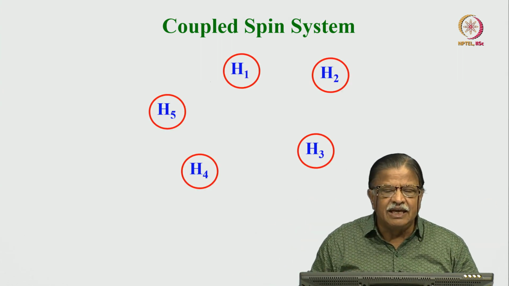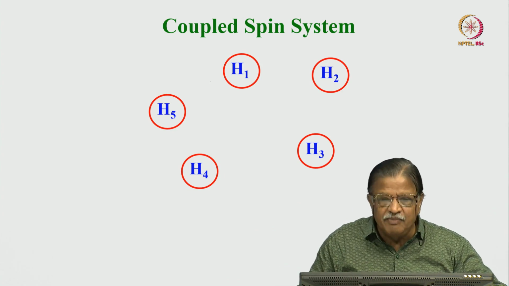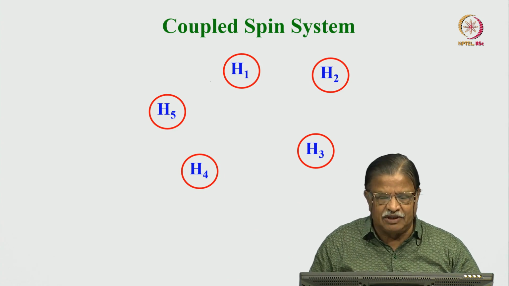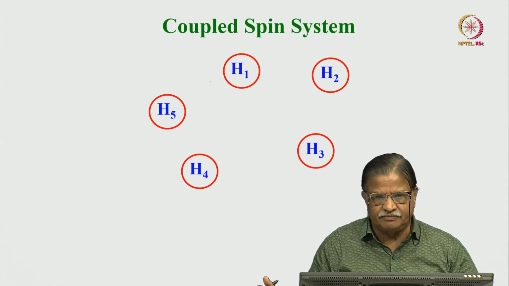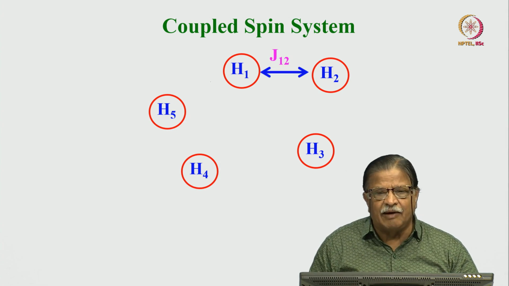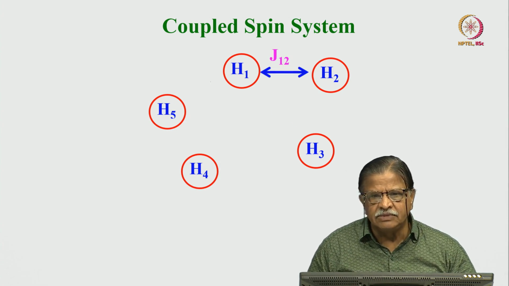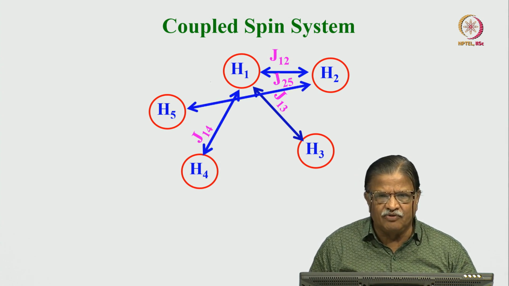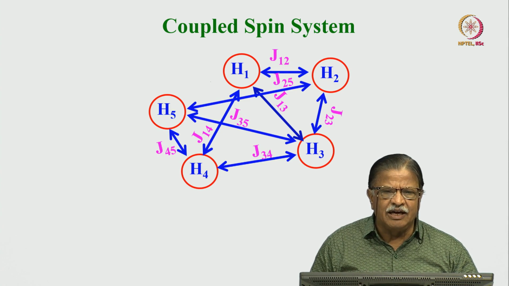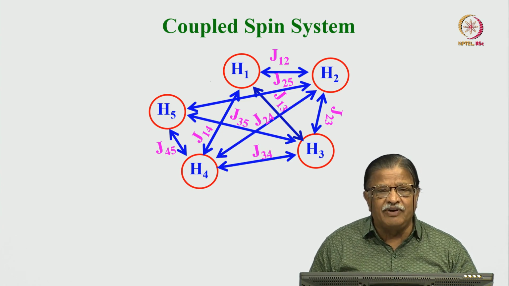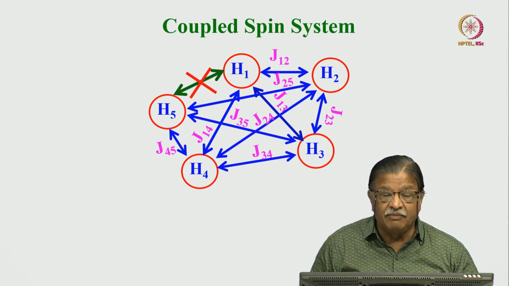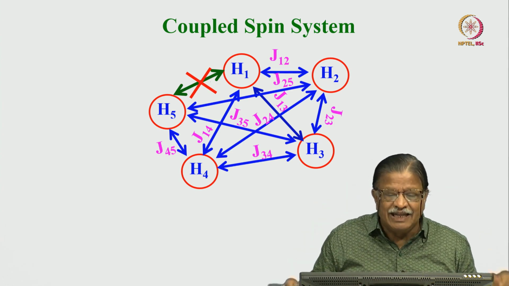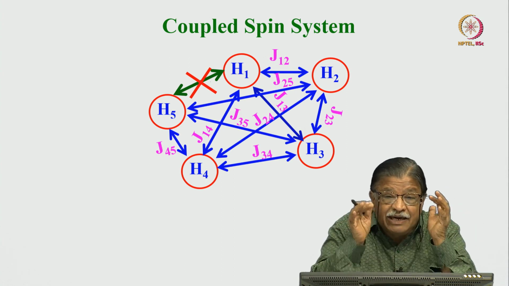What is a coupled spin system? Let us consider a group of spins, 1, 2, 3, 4 and 5, five different protons. You can think of coupling between 1 and 2, 1 and 3, 1 and 4, 1 and 5, 2 and 5, 3 and 5, 4 and 5. For example, coupling between 1 and 5 can be 0, no problem, but it is still part of the coupled spin system. These five protons are called a coupled spin system.